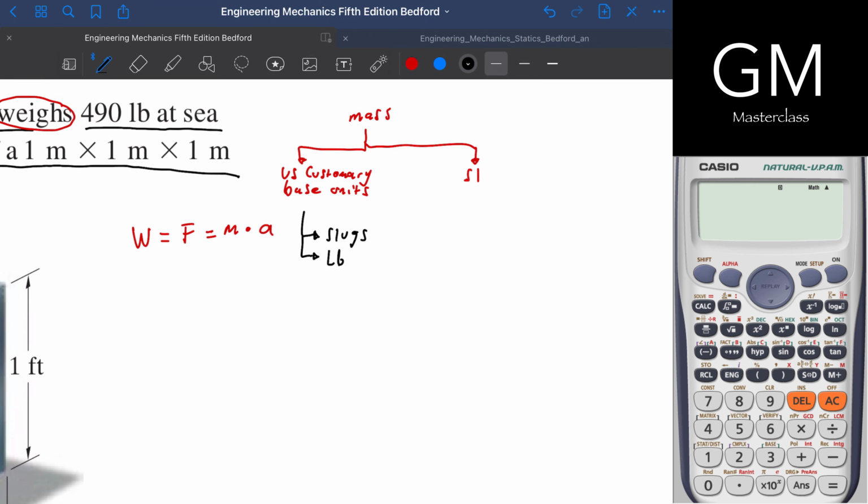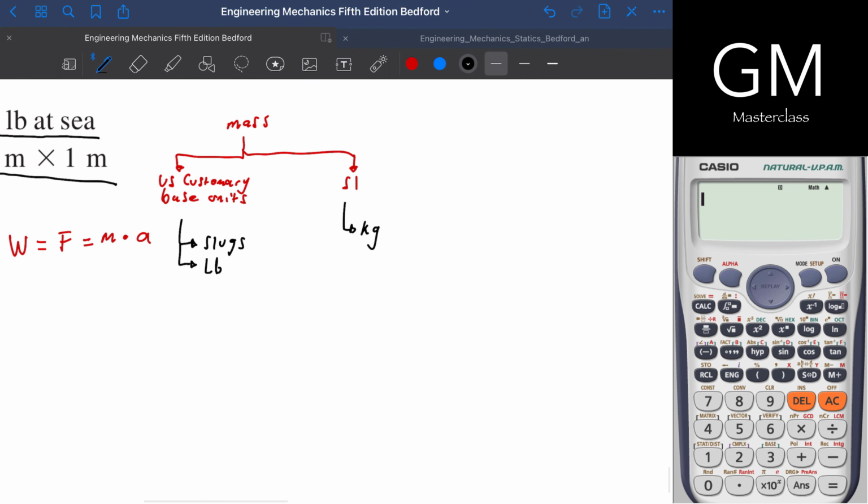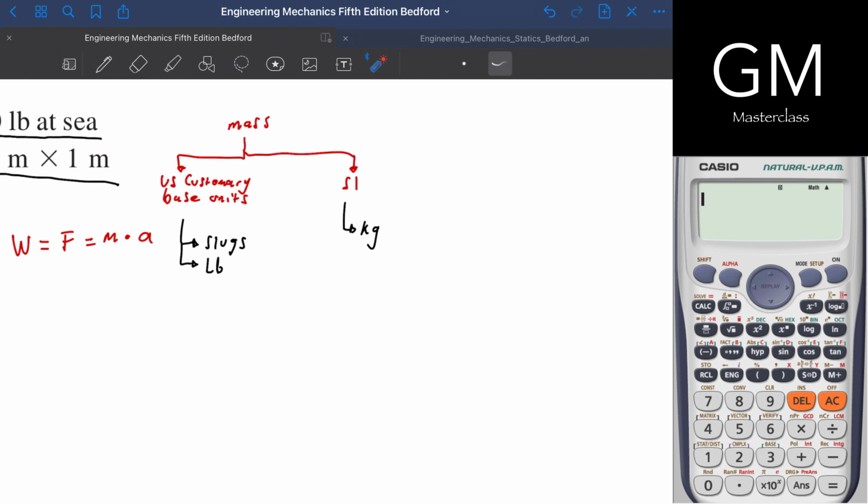So when we talk about a mass in US customary base units, we could talk about the slugs or about the pounds. In the international system units, it is easier to understand. Why is that? Because the mass is given in kilograms, and that's it. Remember that this K is actually a prefix, because the unit is the gram.